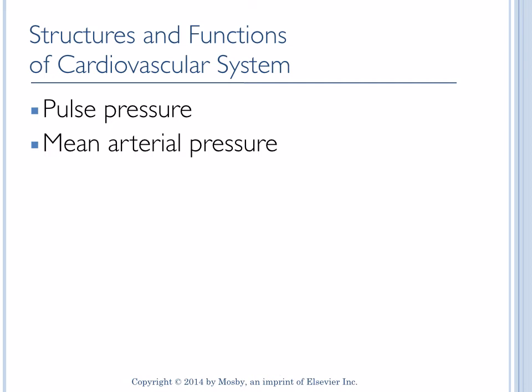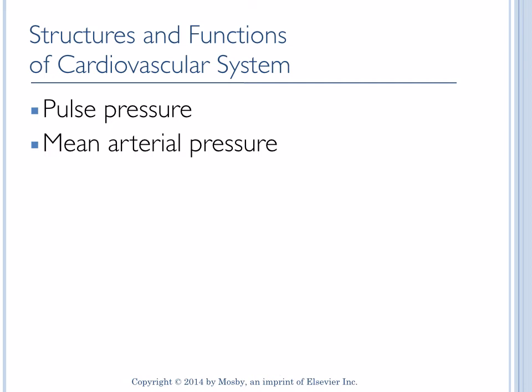Pulse pressure is the difference between the systolic and diastolic. If somebody has a systolic of 120 and diastolic of 80, the pulse pressure is 40. An increased pulse pressure may occur during exercise or in individuals with atherosclerosis of the larger arteries as a result of increased systolic. Decreased pulse pressure can be found in heart failure or hypovolemia.